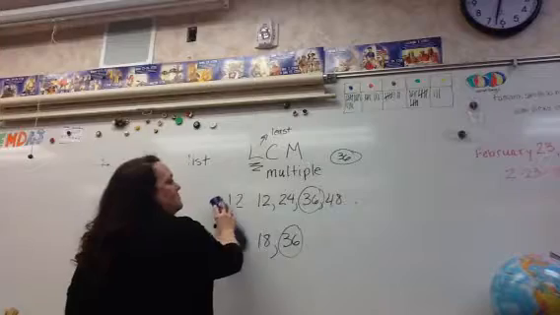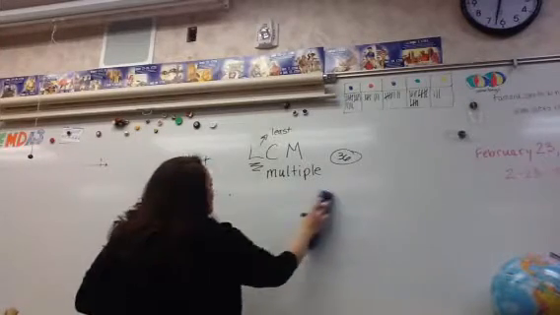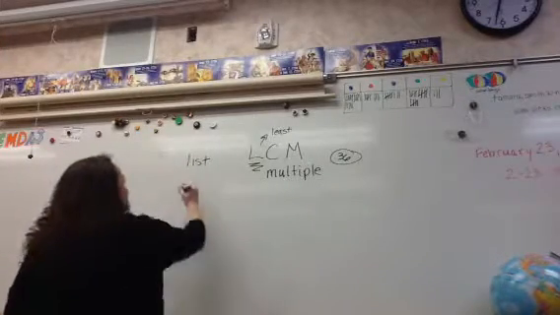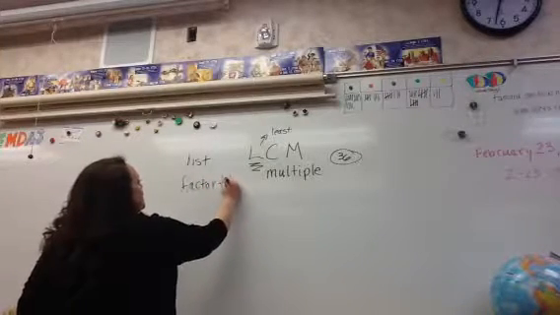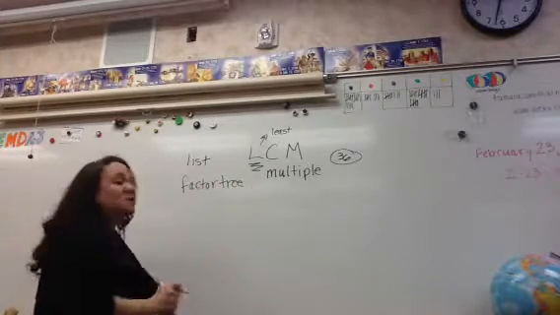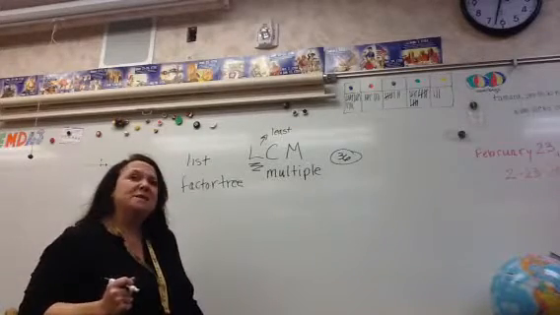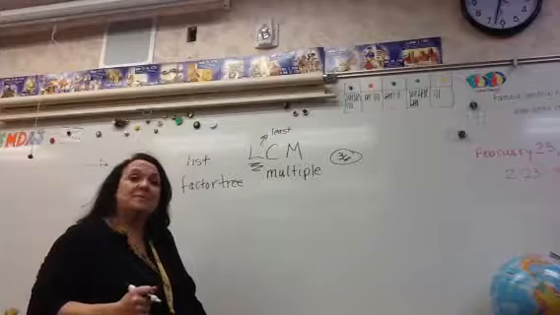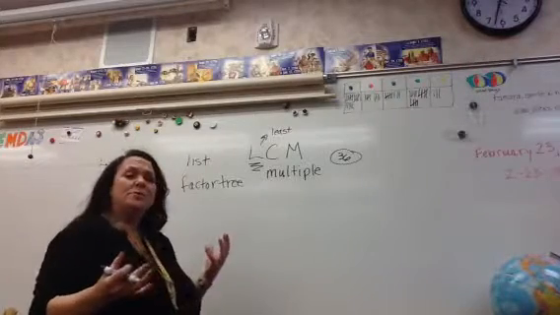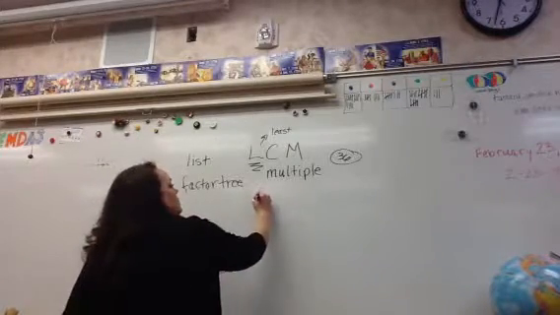Here's the other method for finding least common multiple. This method is called the factor tree method. It's especially effective if you're using larger numbers. The list method is great if you can quickly list out the multiples of a number. But if you have larger numbers to work with, sometimes it can get a little bit complex.